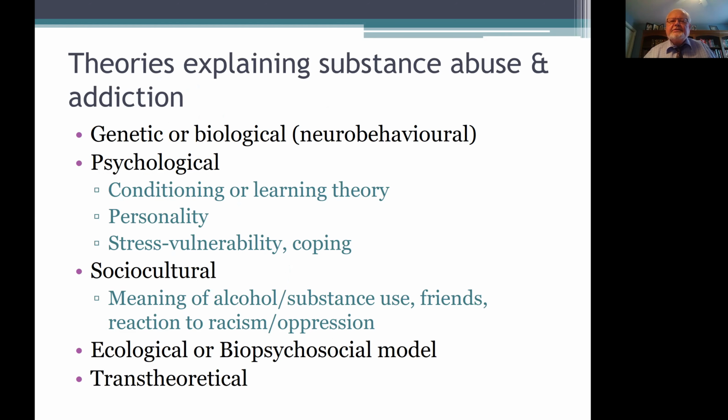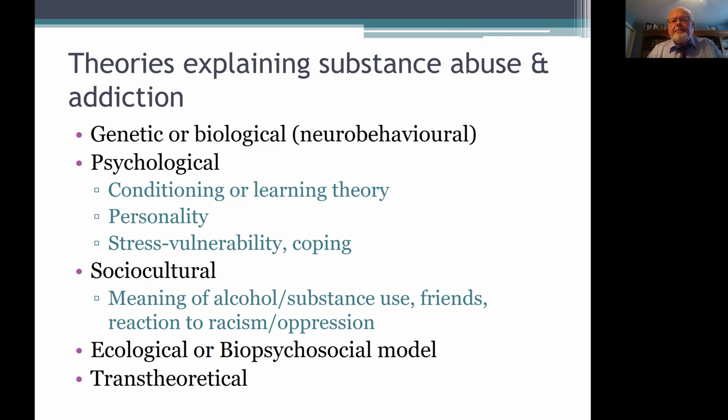As with mental illness, there's a wide range of theories explaining substance abuse and addiction. Genetic or biological theories focus on the neurobehavioral issues, while psychological theories tend to focus on conditioning or learning theory, personality issues, or use of drugs or substances as a response to stress or an attempt at coping.